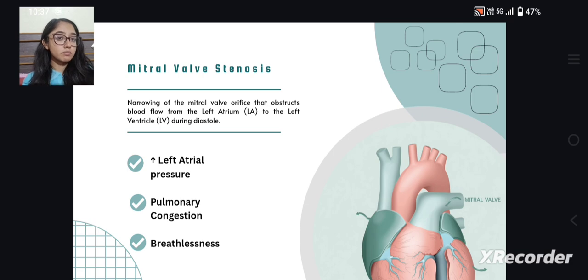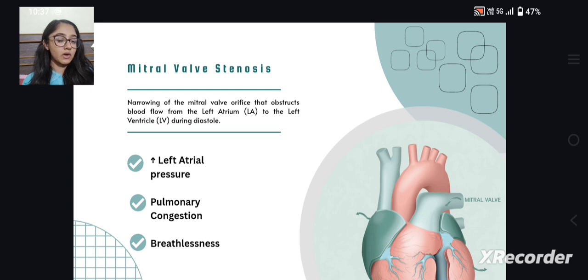So, what is mitral valve stenosis? First of all, it is narrowing of the mitral valve orifice that obstructs blood flow from the left atrium to the left ventricle during diastole.